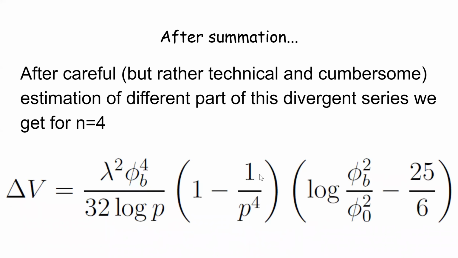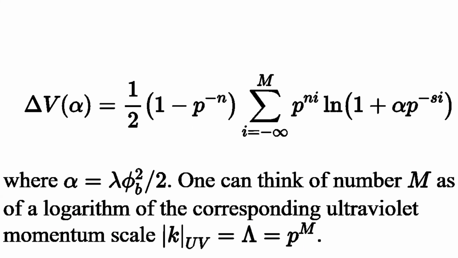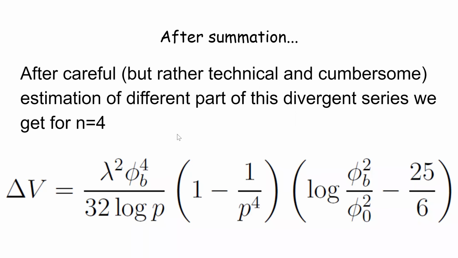So after summation, there are two ways. In fact, this can be considered as a final answer, but if we consider just an ordinary p-adic field theory, this answer will be finite. And for higher dimensions, we also have to introduce some renormalization and regularization and proceed in the standard way. And there are two ways to deal with it. The first way is a careful but rather technical and cumbersome estimation of different parts of this divergent series.